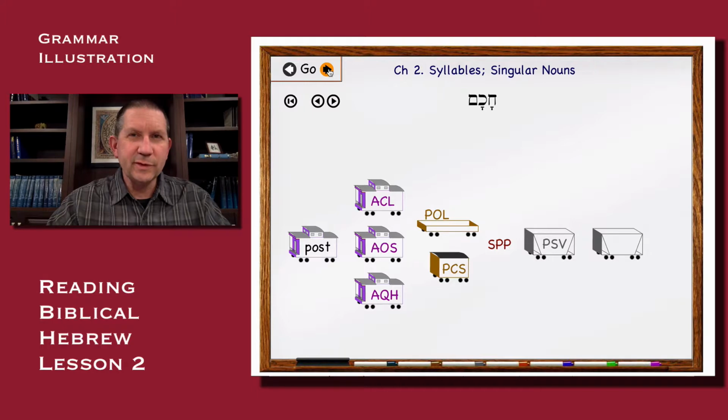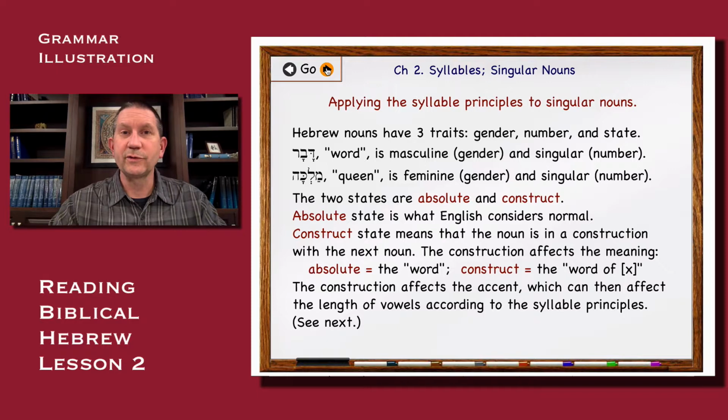You'll have more opportunities in TextScroll to practice dividing words into syllables and labeling them. But right now we're going to go ahead and finish the material in the chapter and show you where this is all headed. Here we're going to apply the syllable principles to understanding singular nouns in Hebrew. Hebrew nouns have 3 traits: gender, number, and state. In Hebrew, there are only 2 genders for the nouns, masculine and feminine. They don't have a neuter category for it.